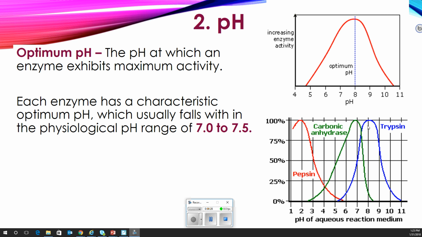So we have to be watching where things happen, and of course, carbonic anhydrase is in the rest of the body, where we're right about 7 for optimal.